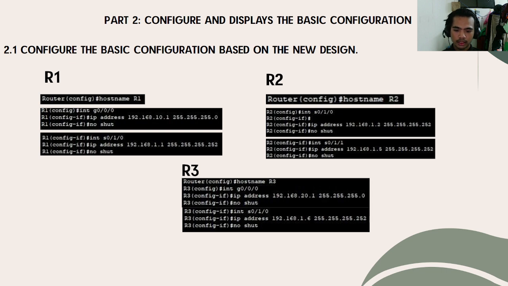On router 3, I change the hostname to R3. On interface G0/0, I insert the IP 192.168.20.1. The subnet is 255.255.255.0 and I also no shut the interface. On interface S0/1/0, I insert the IP 192.168.1.6. The subnet is 255.255.255.252 and I also no shut the interface.